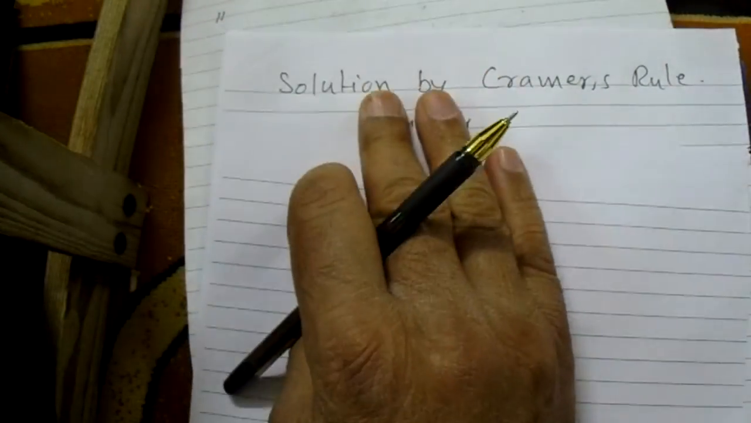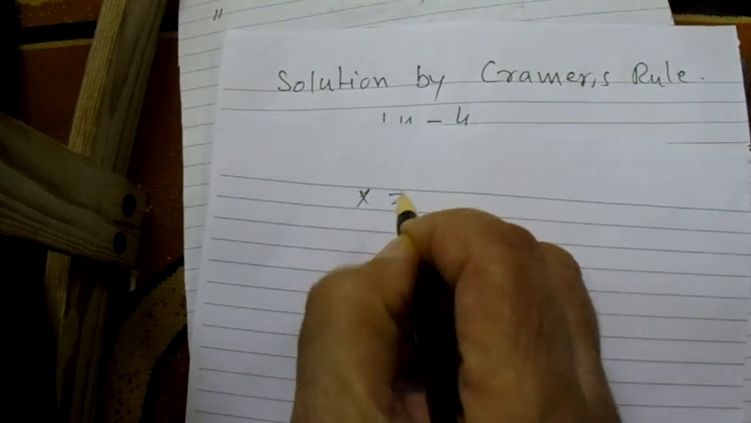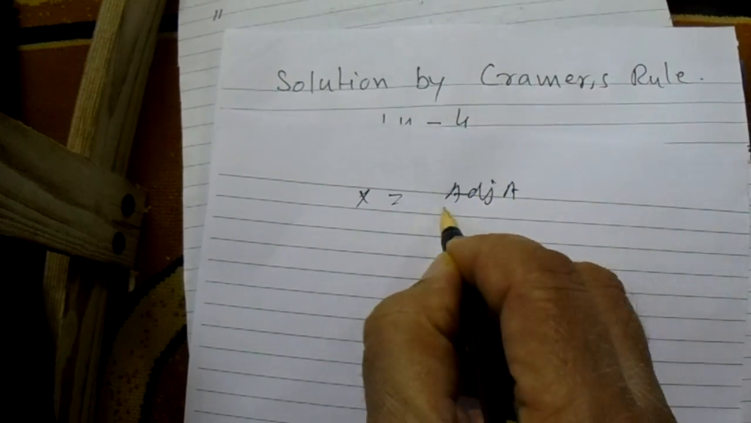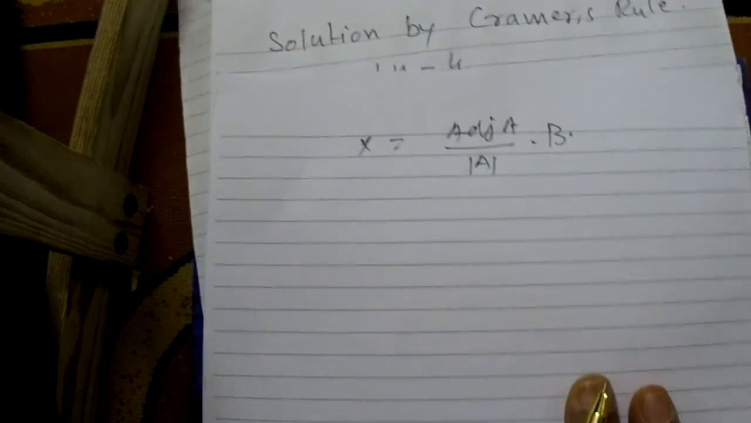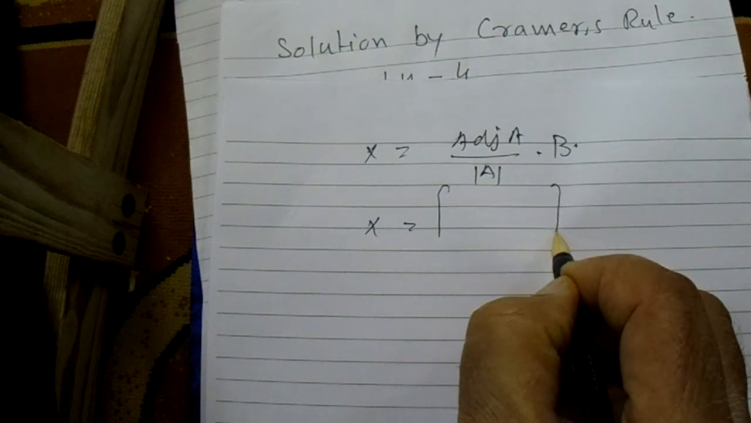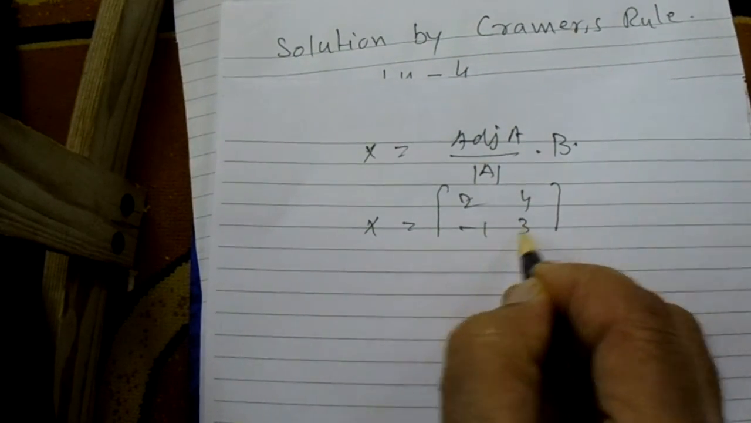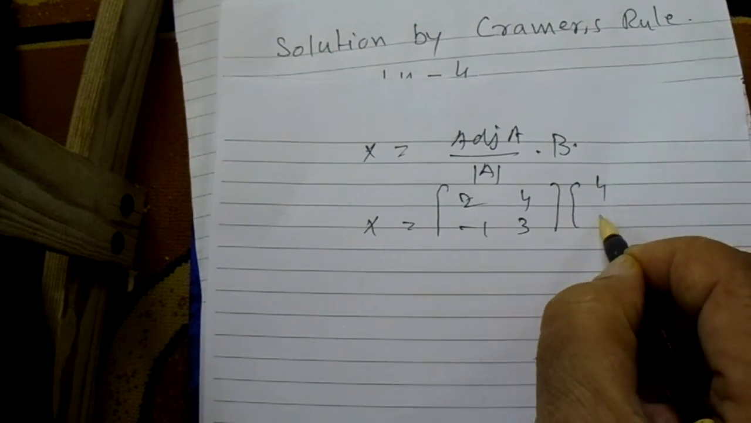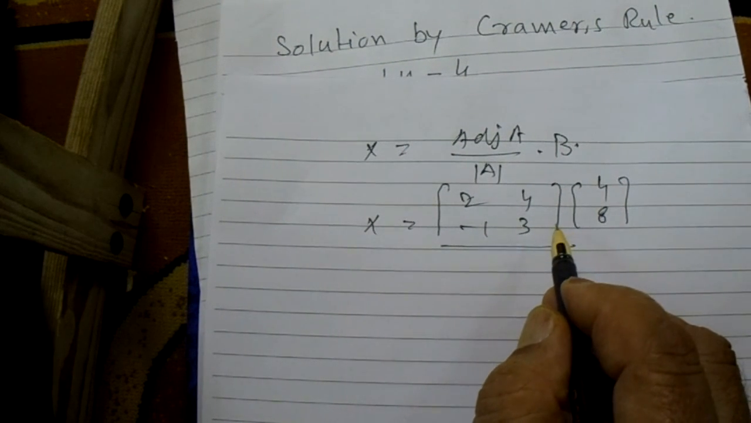Now X is equal to adjoint A over determinant A, multiplied by B. We write here X is equal to adjoint A, which is 2, 4, minus 1, 3, and multiply by B. B is 4, 8. Now this 4, 8 over the determinant of A.